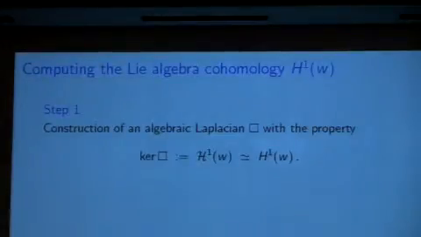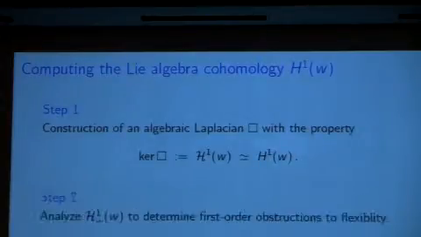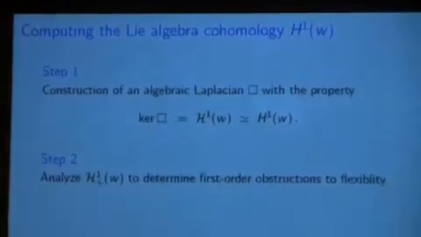Okay. So again, as I mentioned, step one is to construct an algebraic Laplacian with the property that the kernel of this Laplacian, what you'd think of as being the analogs of harmonic forms on a Riemannian manifold, is naturally identified as a module with the Lie algebra cohomology that we're interested in. This is, by now, a straightforward construction. It just follows Kostant's approach.